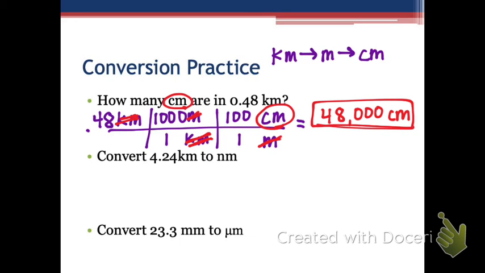Why don't you go ahead and try this one on your own? 4.24 kilometers to nanometers. Nanometers. Go ahead and try that one on your own. On your chart there, 1 times 10 to the 9th is the same as 1 with 9 zeros after it. So what is that? 1,000, million, billion.